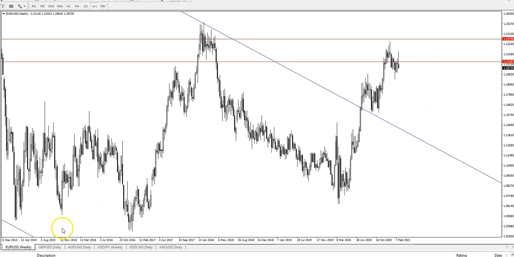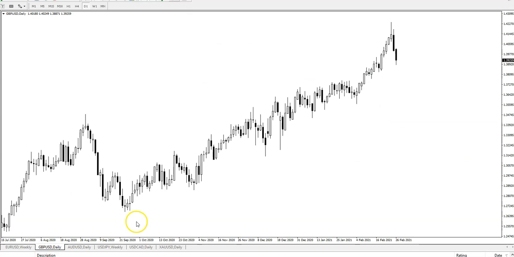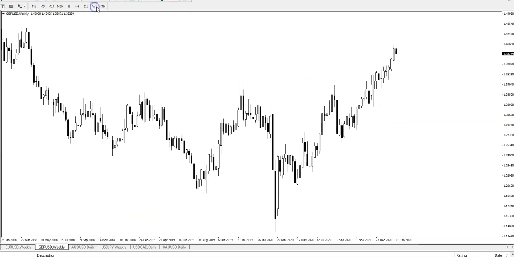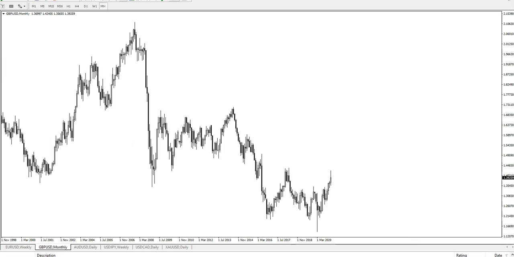So that is euro dollar. The next one I have is pound sterling. So let me go up to the monthly chart again. So on the monthly chart, very similar. I've drawn some of the patterns in the past, and I'll probably draw it again.